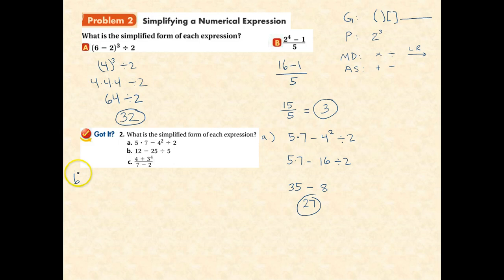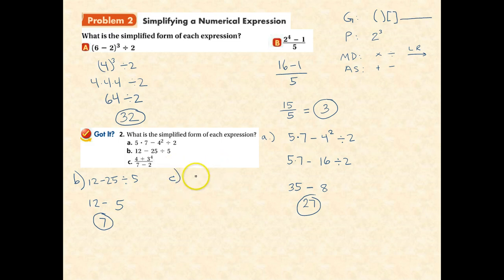Alright, B, 12 minus 25 divided by 5. Okay, grouping symbols. There are no grouping symbols. Then powers. There are no powers. Then multiplication and division. No multiplication, but we've got division here. So 25 divided by 5 is 5. Now we can do the subtraction. 12 minus 5 is 7.